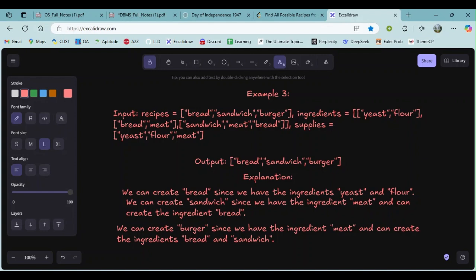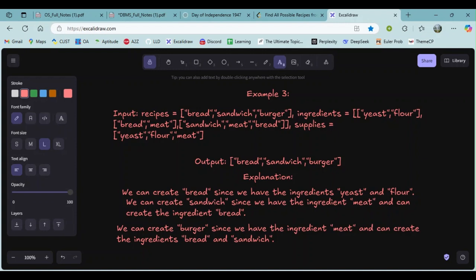Like here, bread, sandwich and burger are given. If any one of them, like bread, sandwich or burger, has ingredients not found in the supplies, then we cannot make any of them, so we have to just return the empty result.